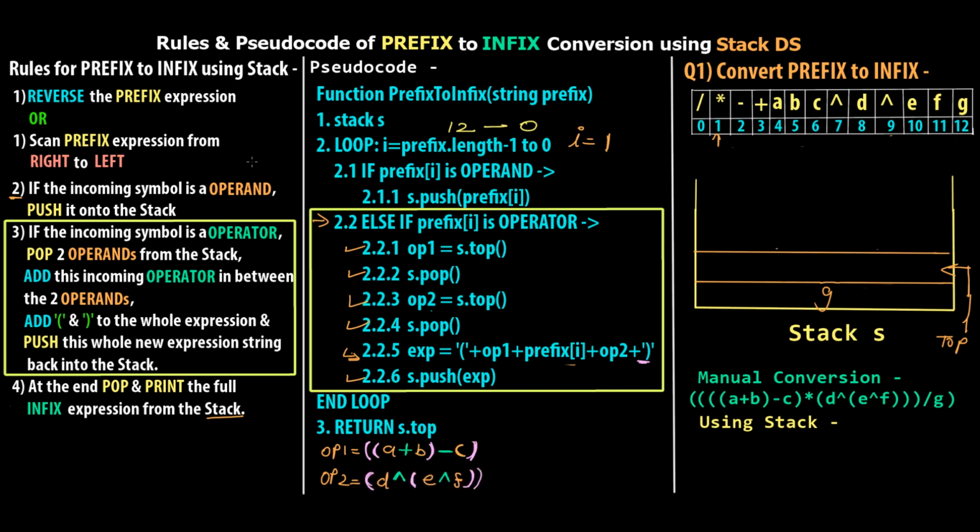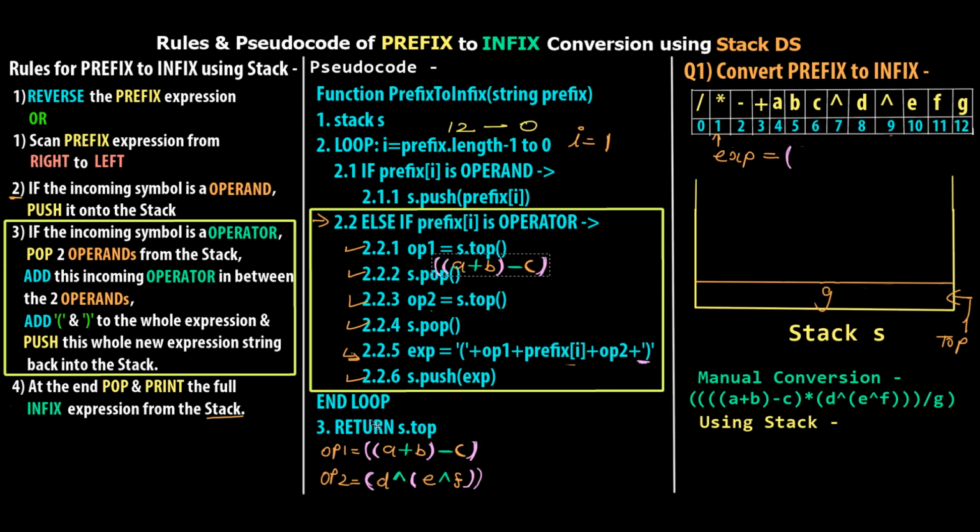Then at 2.2.4 we again pop that out as well. So the only thing remaining in the stack is G. Now how the expression is going to be formed: the expression exp is going to be equal to, at step number 2.2.5, we say opening brackets. So opening brackets, then we have op1.